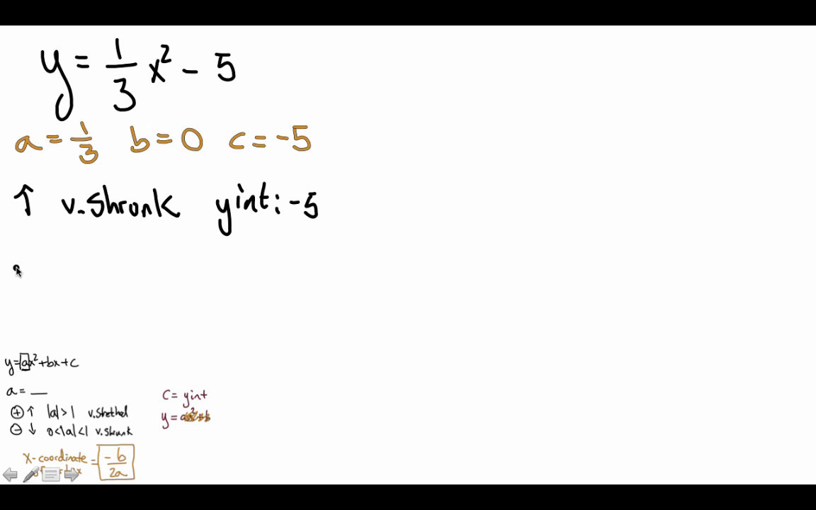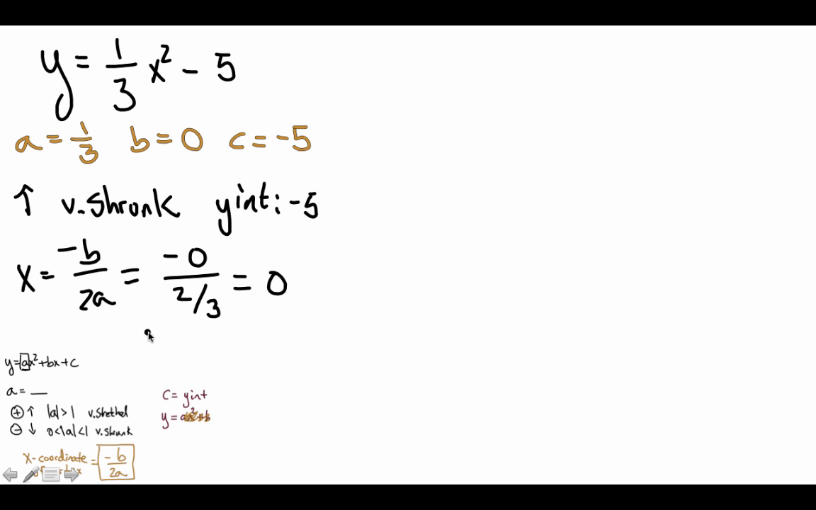And the x-coordinate of the vertex is the opposite of b over 2a. The opposite of b is -0 over 2 times a, which is 2 times 1/3, or 2/3. First -0 is 0, and then 0 divided by anything is 0. And if the x-coordinate of the vertex is 0, then the y-intercept is where the vertex is. I plug in 0 here and I get -5.